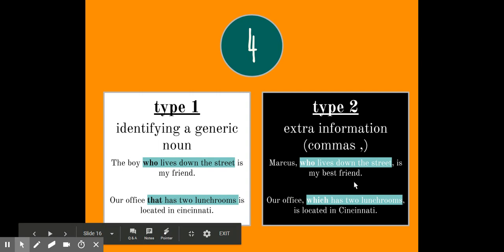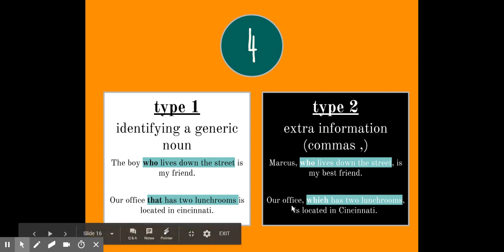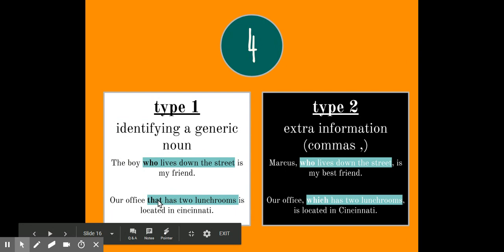Our office, which has 2 lunchrooms, is located in Cincinnati. So here, we are talking about one office. We only have one office. So it's already specific, right? This is just extra information. So this is the difference between that and which. When we're talking about objects, we use that for general, important information, right? Restricting. Okay. And we use which for extra information, unnecessary. Okay.